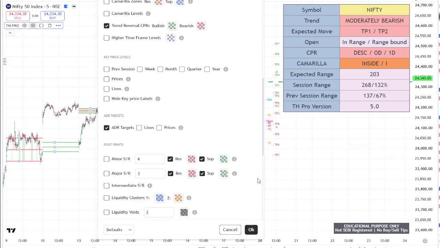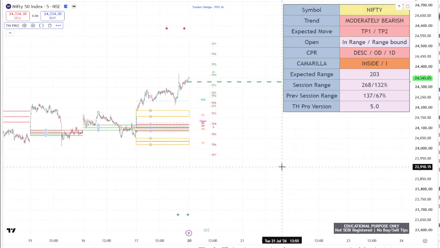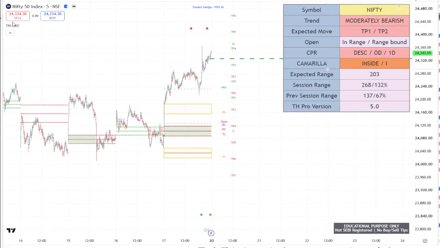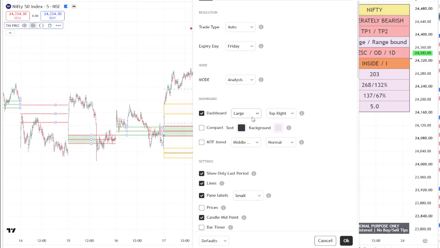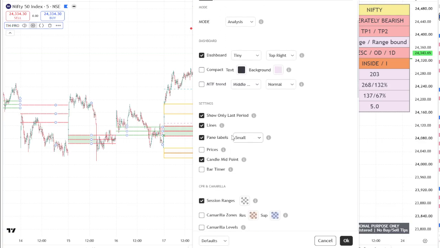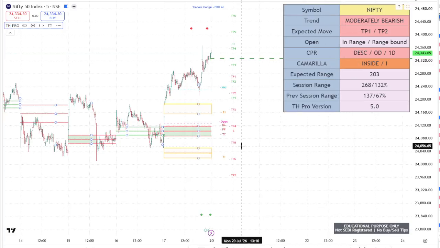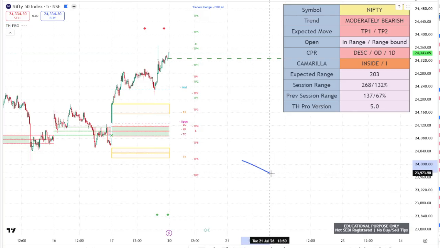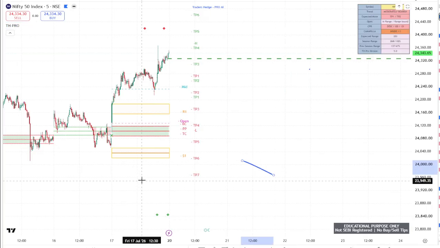When you enable this, you can see it will plot out the targets for you. I'll just increase the size of the labels. So I'll reduce the dashboard size, and I'll increase the label sizing. Okay, pane labels I'll make large, or I'll make it normal. So you can see these are your ADR based targets. We'll just do that right here.